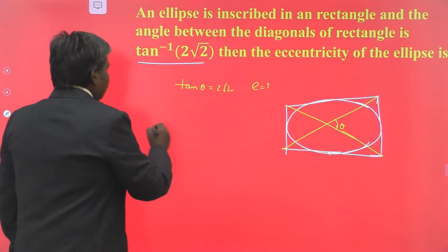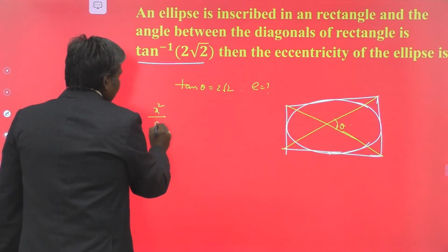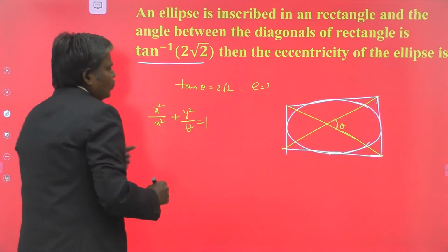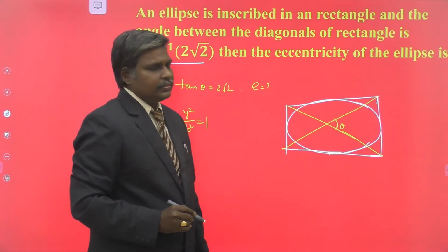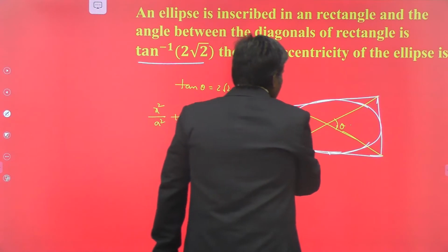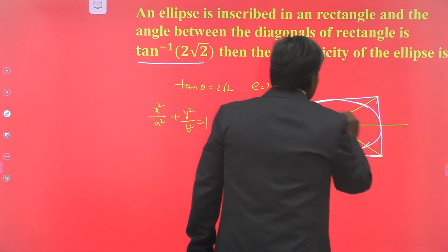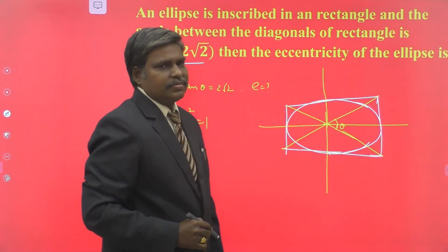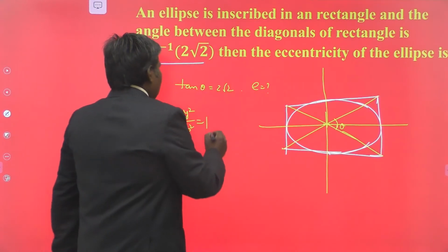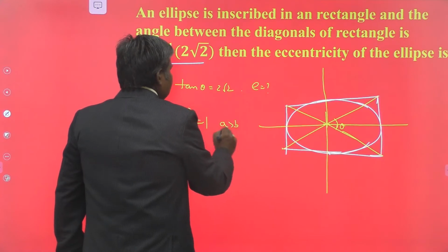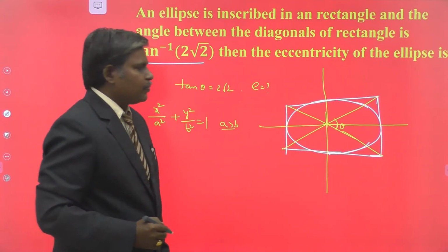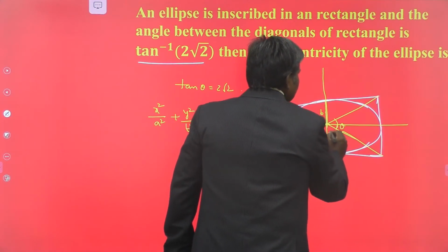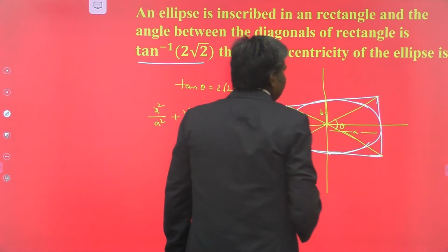Suppose our ellipse equation is x square by a square plus y square by b square is equal to 1, which is inscribed in this rectangle. So our axes are along the x-axis and y-axis, the coordinate axes. The major axis is the x-axis and the minor axis is along the y-axis for the a greater than b case. Automatically, what is the distance here? b units. The distance from here to here is a units.